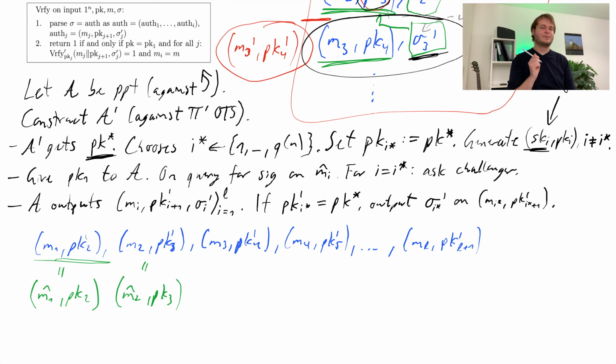Why is this? Right, because A is claiming a forgery. If he wants to win his signature game, then the message that this whole chain is a signature for must not be one of the messages that he's queried. So this is a completely new signature. So at the very latest, this last tuple is definitely not the same as the one that we used.